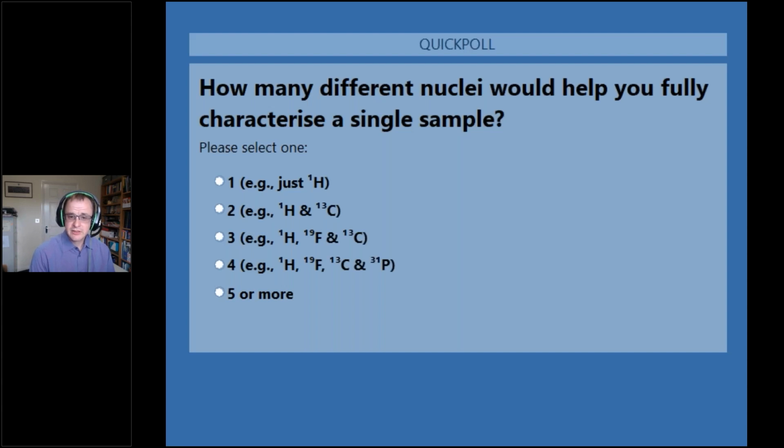So the follow-on question is, how many different nuclei would help you to fully characterize a single sample? Which ones would you like to be able to measure? You can only select one answer for this. So just one nucleus, for example, just proton or just one other type of nucleus. 2, for example, proton and carbon. 3, proton, fluorine 19 and carbon, or some other combination. 4, proton, carbon, fluorine and phosphorus, or any other combination of nucleus, or would you want to look at 5 or more different nuclei at a time? So you can just select one of those answers as we go through.